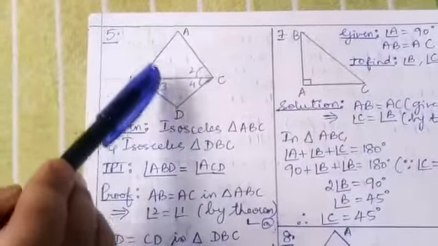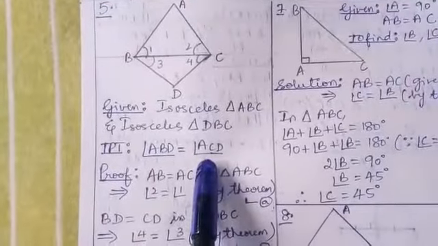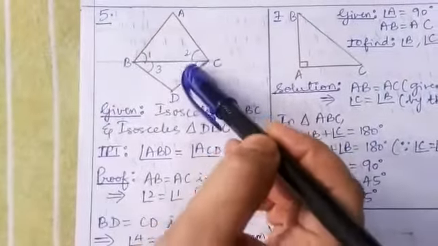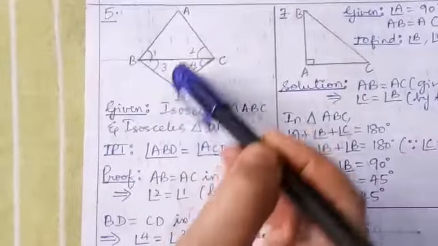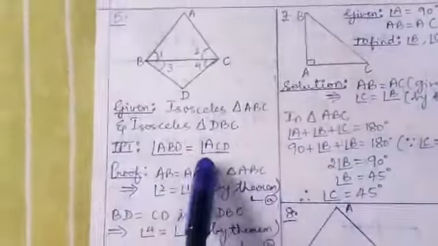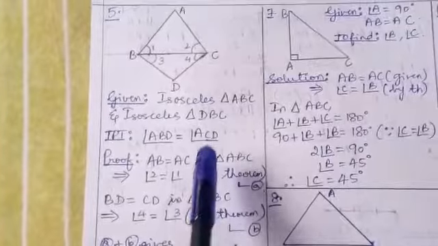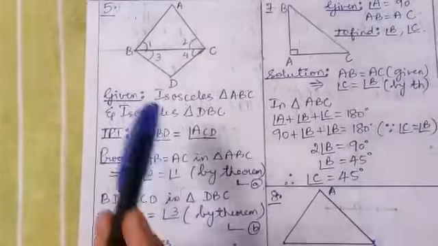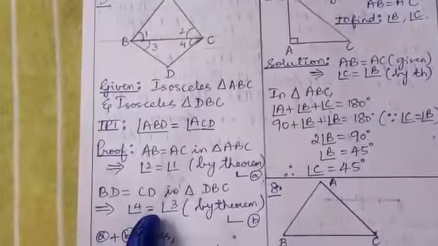that is angle 1 and 3 together make angle ABD, equals angle ACD, this complete angle ACD, angles 2 and 4 put together make angle ACD. We need to show that these two angles are equal. So now we can prove this result in two different ways. Let's see the first method here.